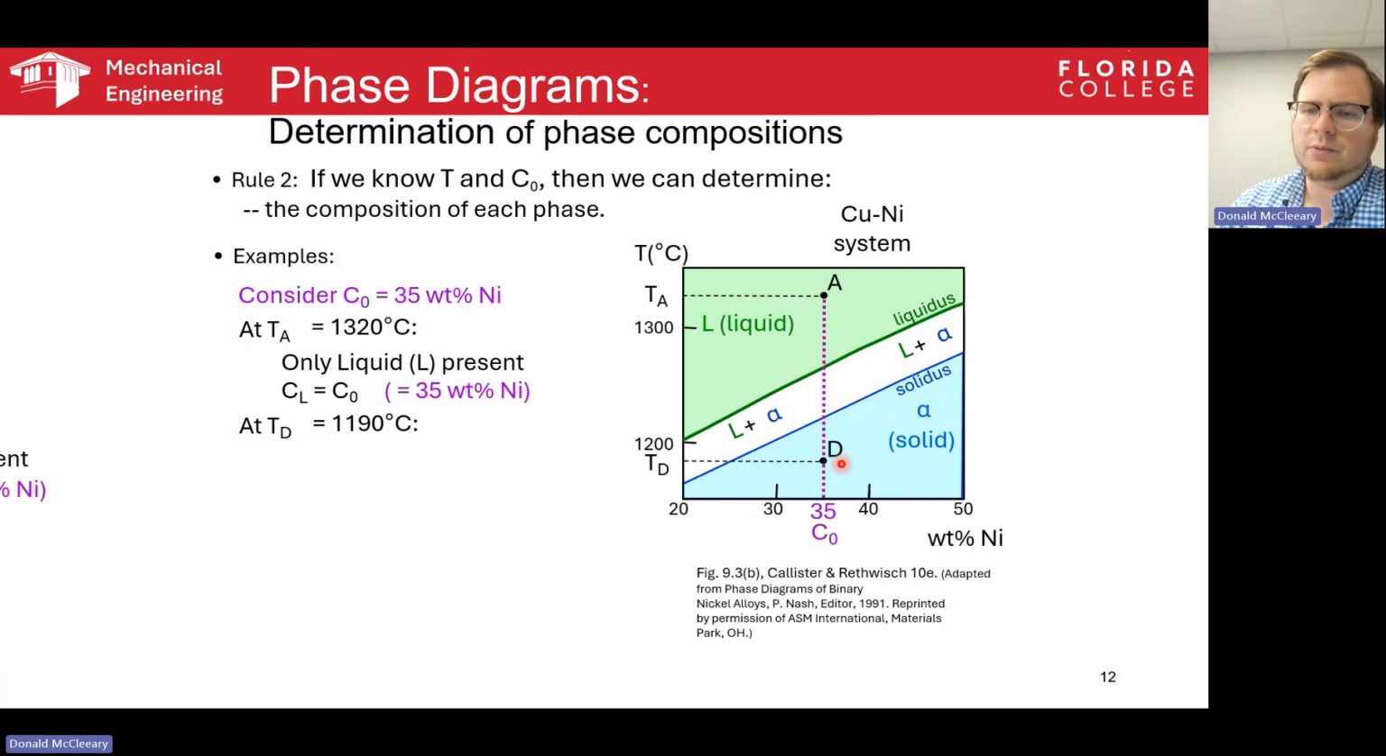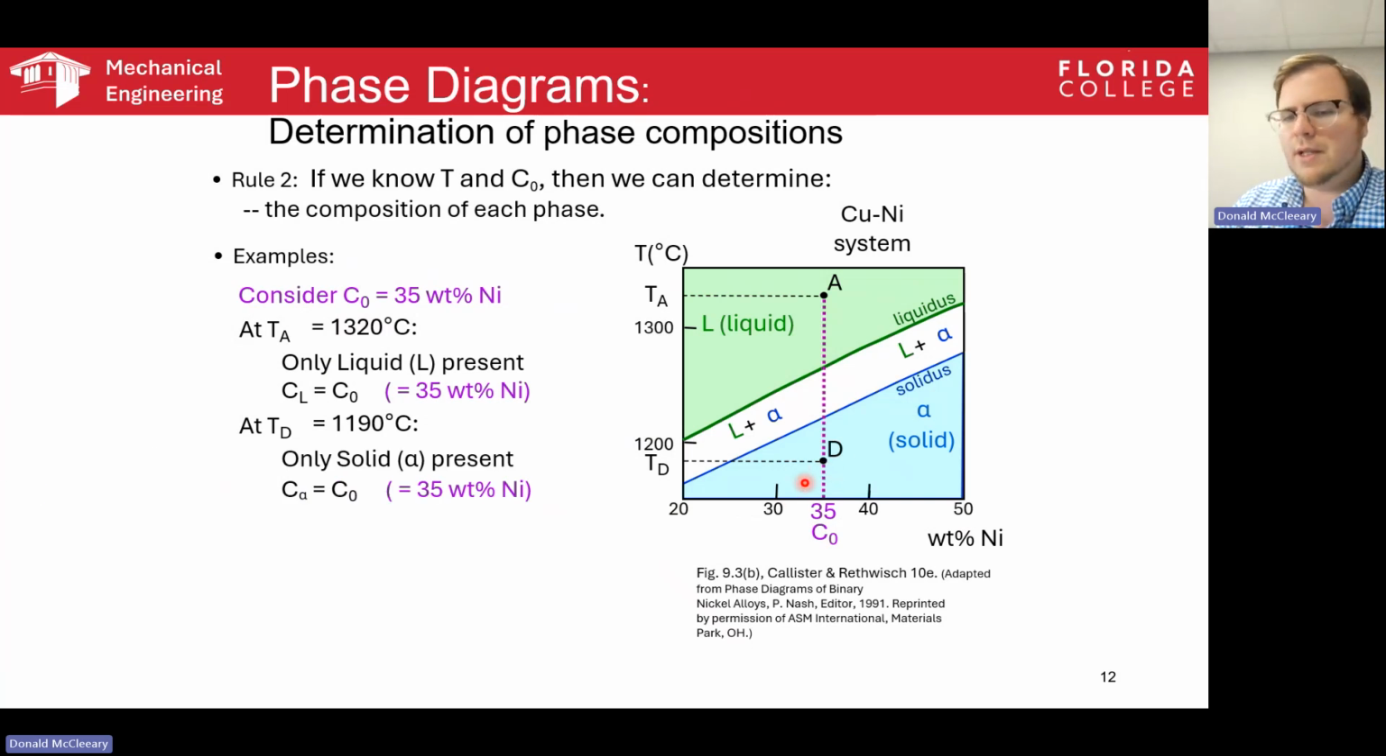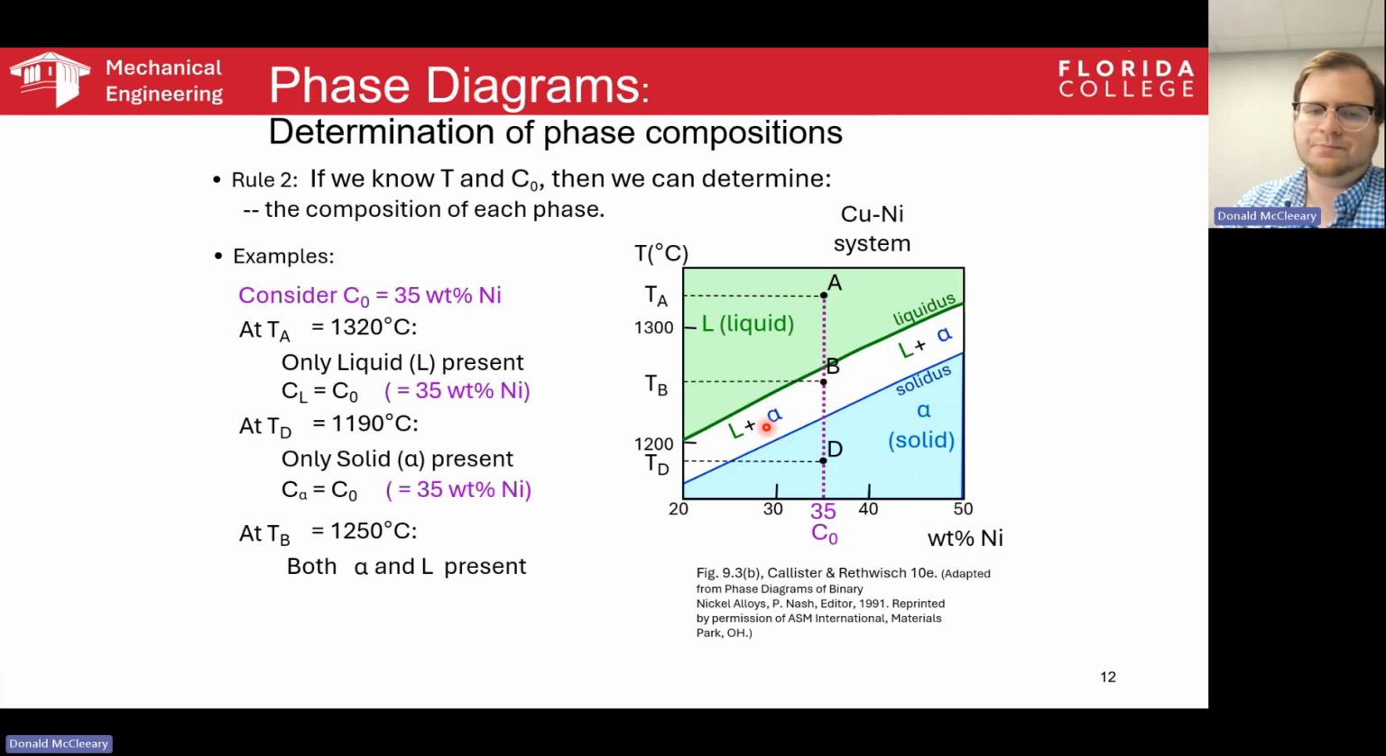At 1190, which is down here, we also know it's still 35 weight percent nickel because we're still along this straight line, right? So if you're in a single phase region, all you have to do is draw your line straight down to our weight percent nickel axis, and you will get whatever the composition of that specific phase is, right? So it gets more complicated when we go to 1250 degrees Celsius and we have both liquid and alpha phases present.